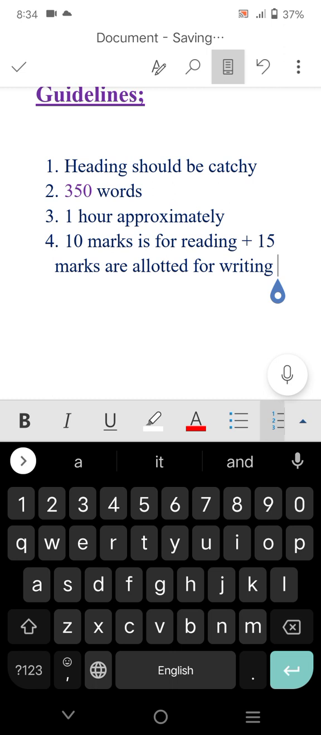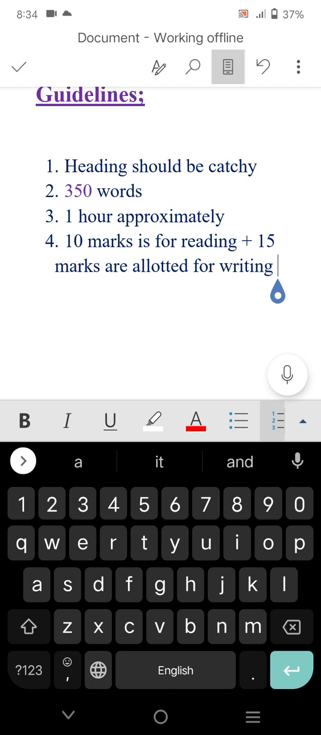It should not be childish. It should be well developed, with good vocabulary. And the second most important thing to remember is the 350 words.